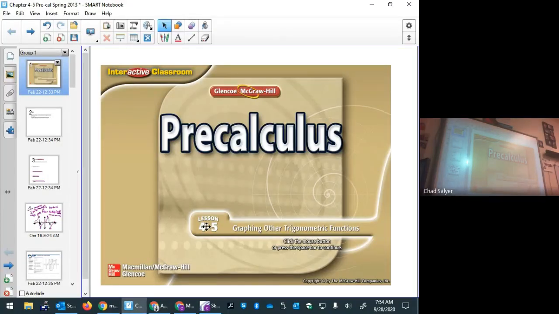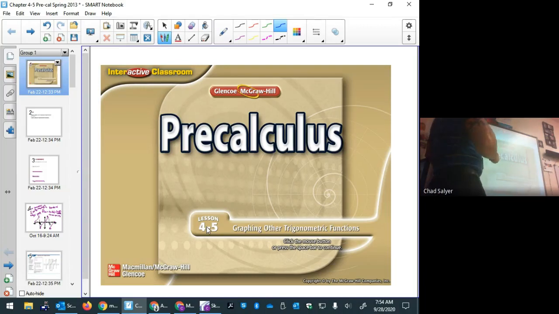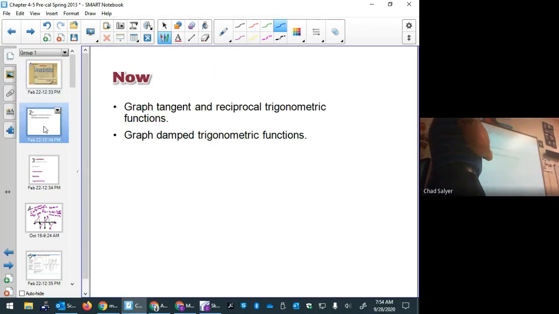Okay, again, chapter 4, part 5, graphing other trig functions. So we graphed the sine and the cosine, and those are sort of the fundamental trigonometric relationships for whatever reason. So we're going to graph the tangent and the reciprocal trig functions today, and then something called damped trig functions, which often are used to model physical phenomena.